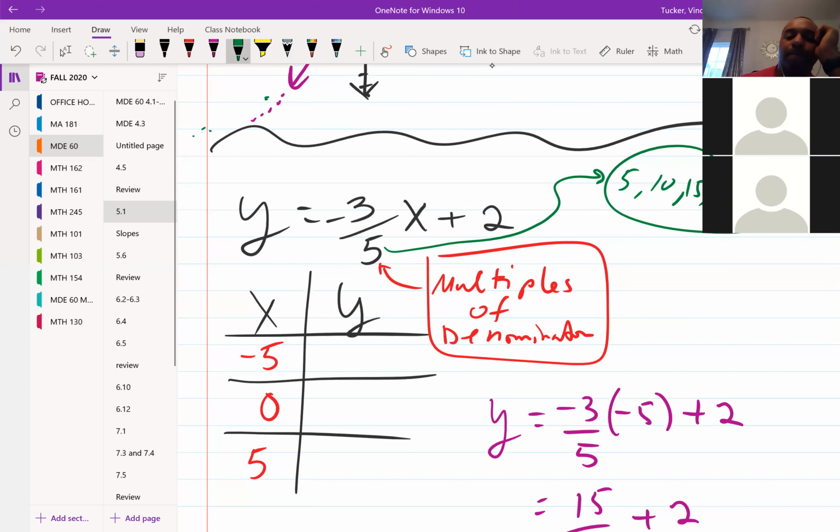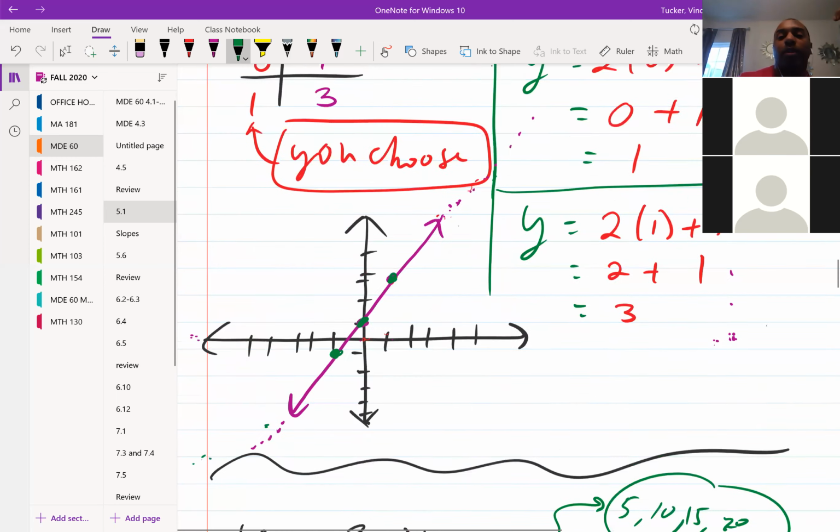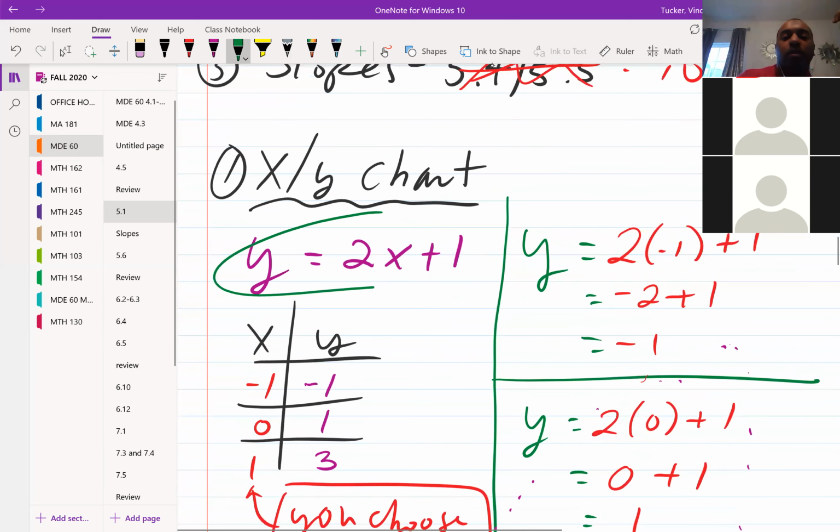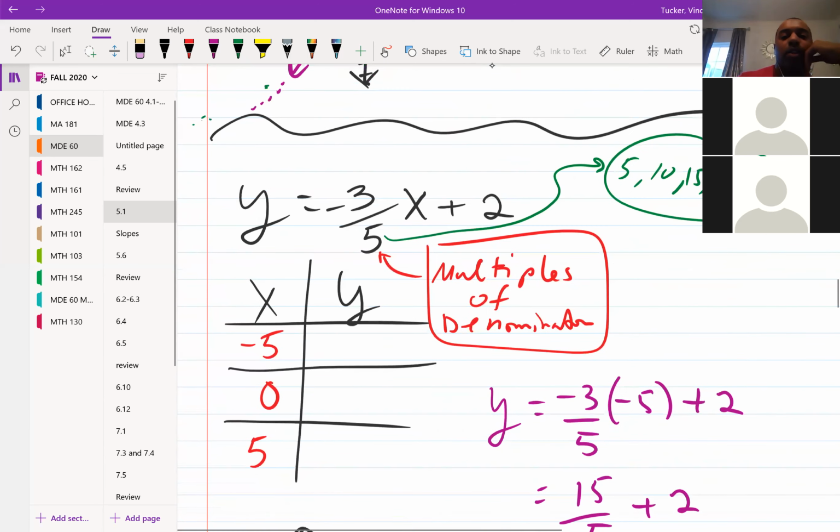All right. Any questions on that? Whenever you have a fraction, remember before, we didn't have a fraction involved. But if you do have a fraction, you want to choose multiples of that denominator so that the denominator can divide into the numbers that you choose evenly.